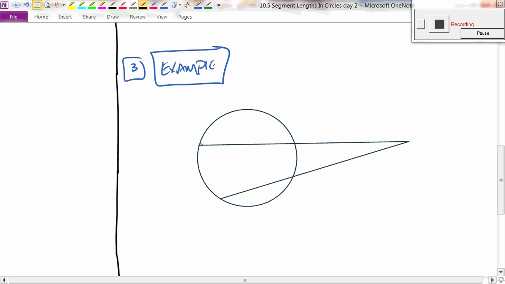We'll call this point F, this point E, and this outside point D. Call this G and this H. I'm going to give you some information about this circle and these lines. The first piece of information is that FE segment is 10 units. Second, ED is 11 units. GD is 12 units. And then, of course, you got to throw a variable in there to make it interesting.